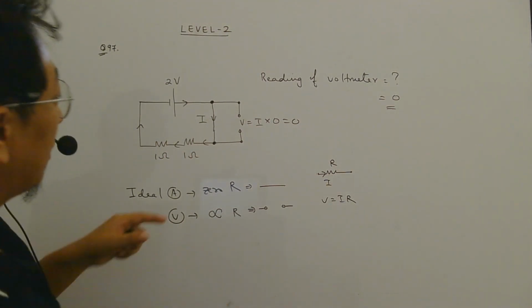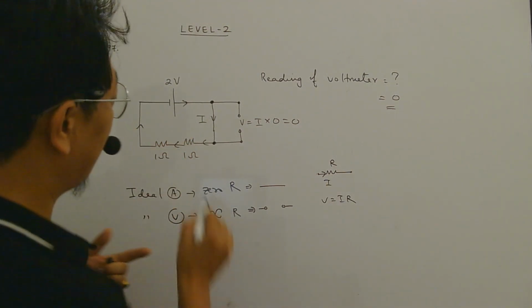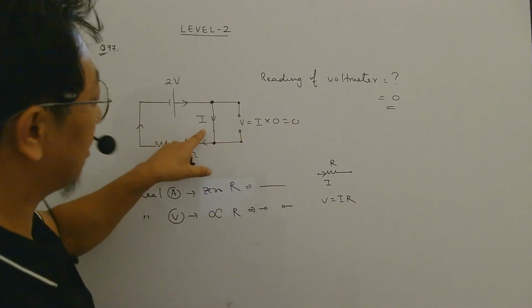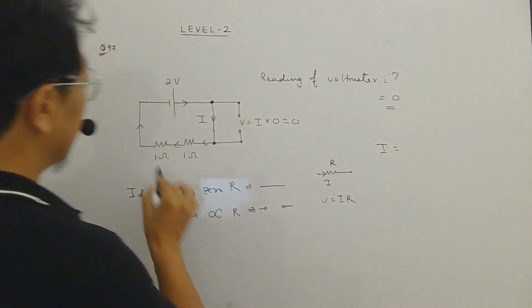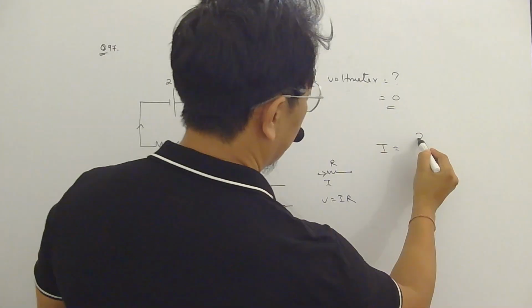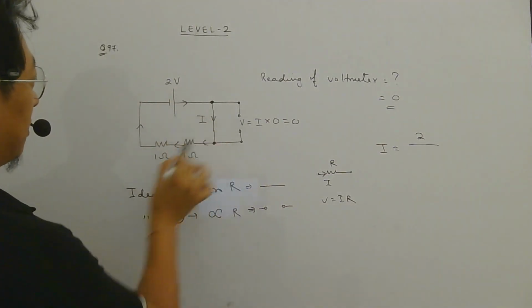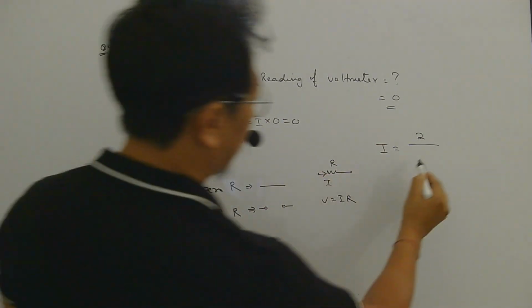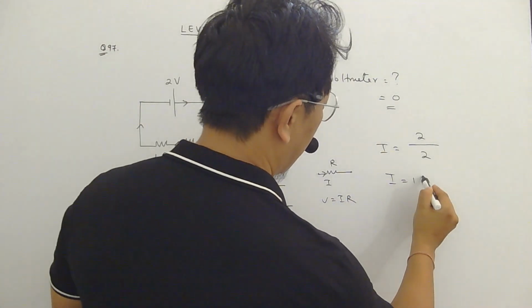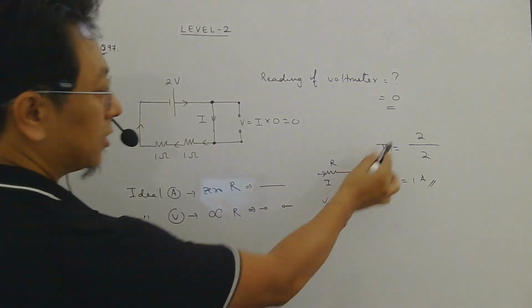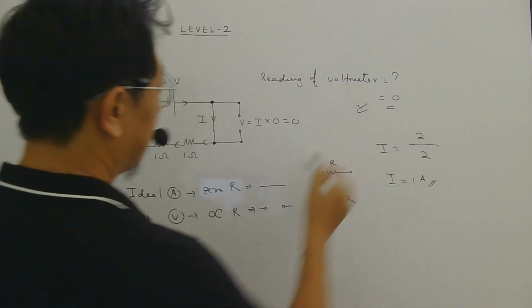Okay. What if they asked the ammeter's reading? The ammeter was here. So the ammeter will measure current. So the ammeter's reading will be I equals EMF divided by total resistance. Total resistance is 1 ohm and 1 ohm in series, which will be 2 ohm. So the current will be 1 ampere. Okay. This was not asked. So this is the answer.